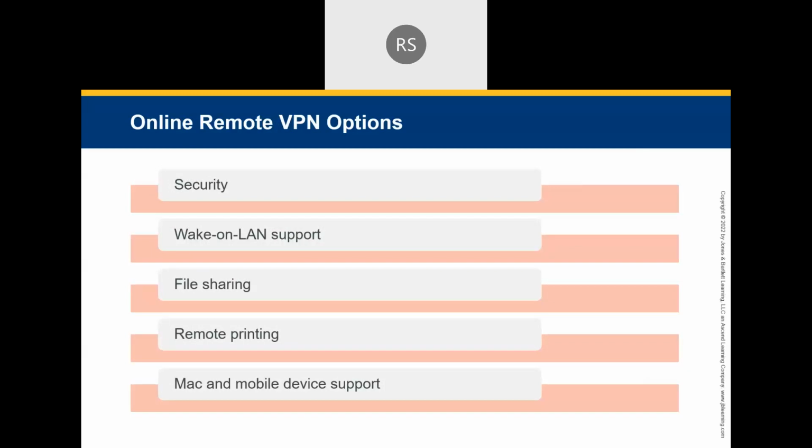Remote printing allows users to print documents from the remote devices to local printers that are connected to the network. VPN solutions with remote printing support enable seamless printing functionality and ensure users can print documents securely from that remote location.